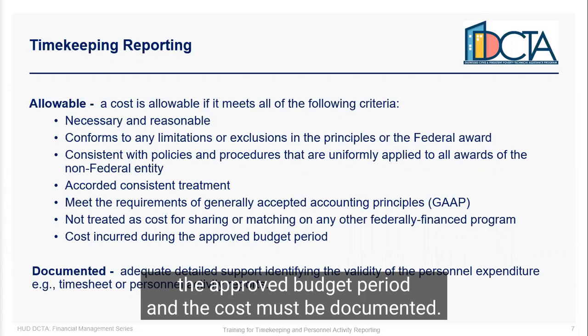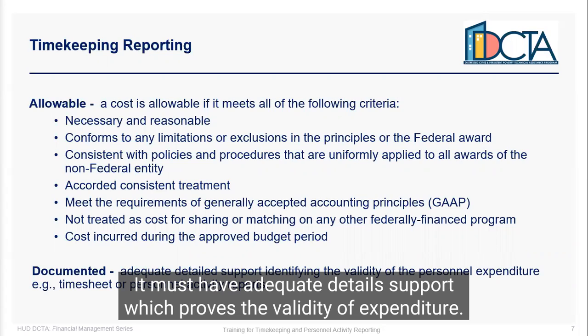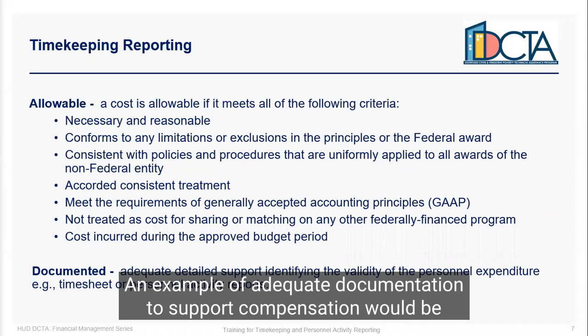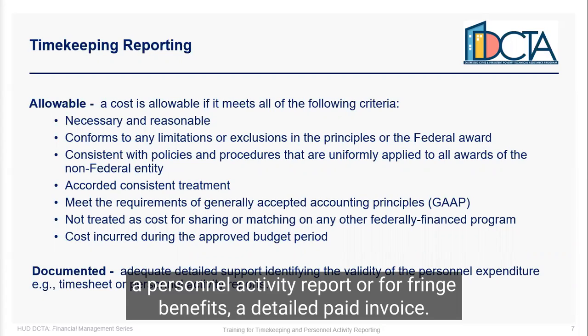And the cost must be documented. It must have adequate detailed support which proves the validity of the expenditure. An example of adequate documentation to support compensation would be a personnel activity report, or for fringe benefits, a detailed paid invoice.